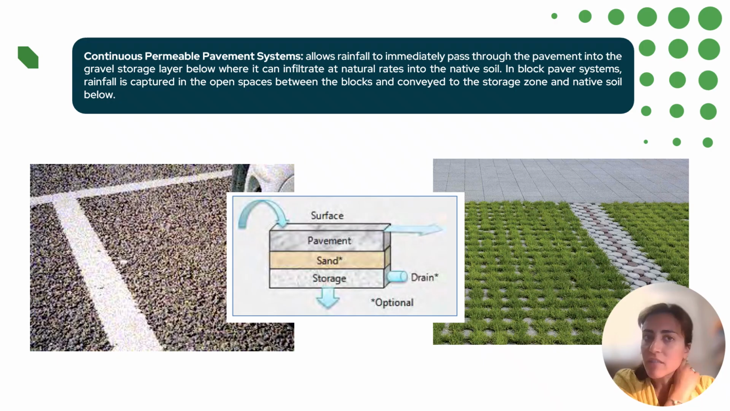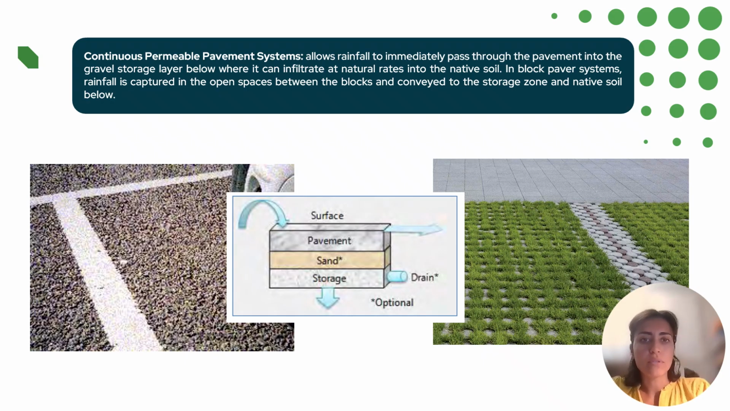Continuous permeable pavement systems are designed to let rainfall pass directly through the pavement surface into a gravel storage layer below, where it can naturally infiltrate into the soil. Unlike conventional pavements, which create impermeable surfaces and increase runoff, permeable pavements allow stormwater to be managed directly at the source. There are different types of systems.